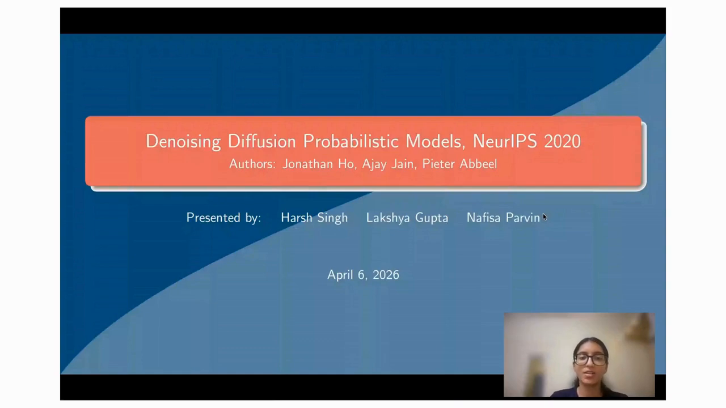Greetings, everyone. Today we will talk about a paper that fundamentally changed how we think about generative modeling. Denoising diffusion probabilistic models, published at NeurIPS 2020 by Jonathan Ho, Ajay Jain, and Pieter Abbeel from UC Berkeley.